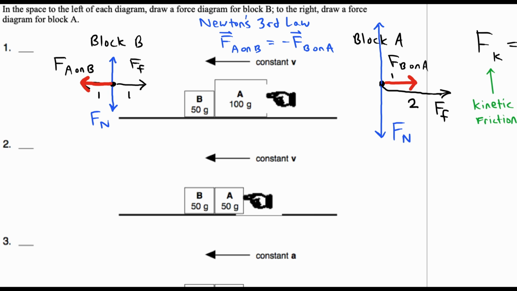All right, so what does this indicate for the size of the push on A? How big does that push have to be? Well, it has to overcome the force of B on A and the friction on A. So that push must have a magnitude of 3. So the force of the push has to equal the sum of the force of B on A and the Ff on A.